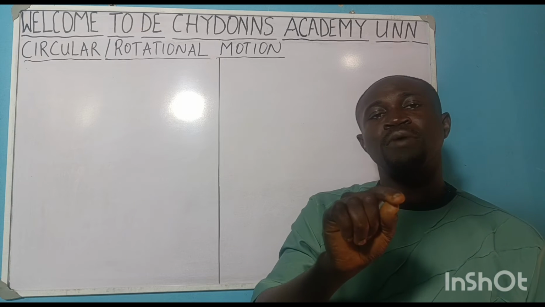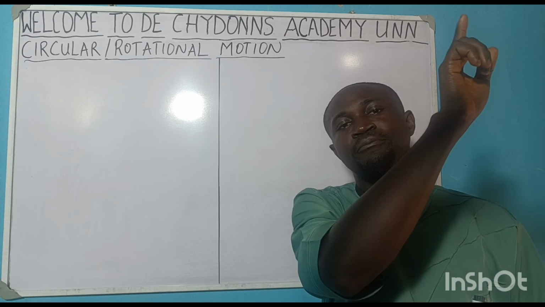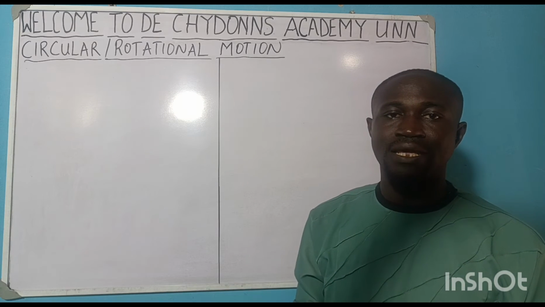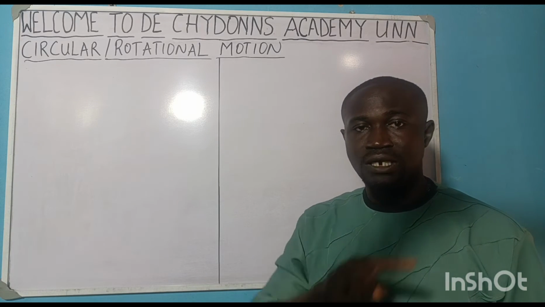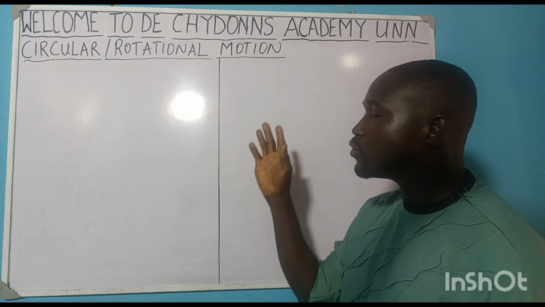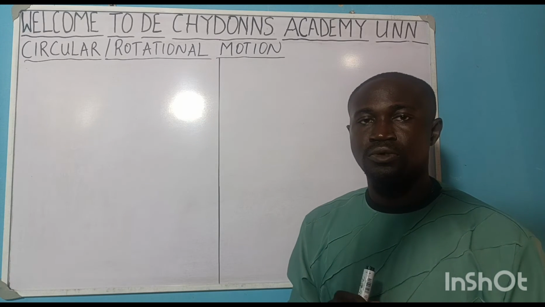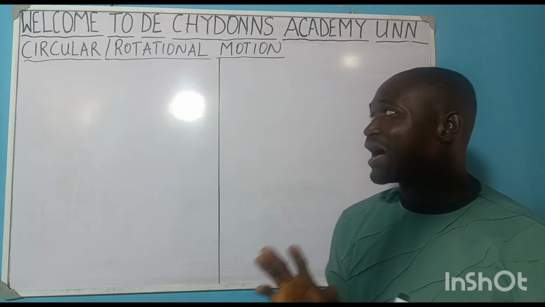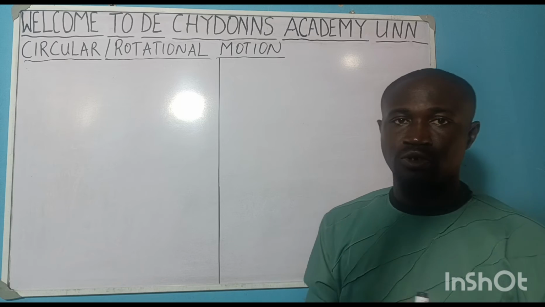Which other example do we have? Movement of the blades of a ceiling fan or standing fan, whichever one. The movement of their blades is also circular or rotational motion. Now, it's important for us to note the following points about this circular or rotational motion.